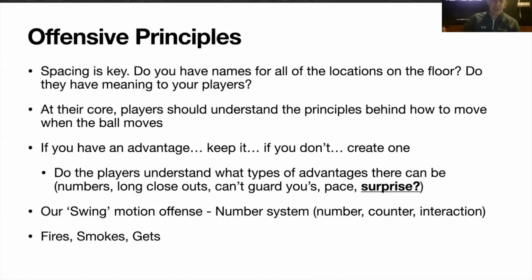And that comes into the concept of understanding what types of advantages there can be. So I've listed a few here. Obviously a numbers advantage, so maybe you're thinking more traditional fast break setting for that. Long closeouts is something we talk about a whole bunch within our context, trying to create long closeouts and then play off those long closeouts. Kind of put can't guard yous. So that might be you've got a defensive player that has no business trying to guard you. That's often in our context probably on the low block area that we would utilize that. Maybe that's a switch. Maybe that's something like that.